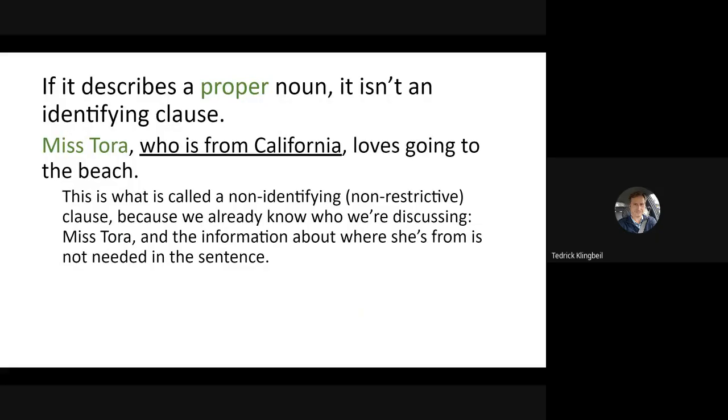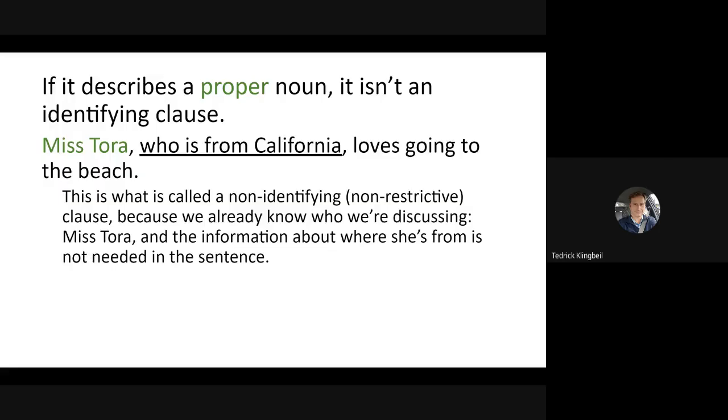Okay, so if it describes a proper noun, it isn't an identifying clause. Okay. So if you have a clause and it describes a proper noun, the name of someone or the name of something, it isn't an identifying clause. So here's an example. Miss Tora, who is from California, loves going to the beach. This is what is called a non-identifying or non-restrictive clause because we already know who we're discussing, in this case, Miss Tora. And the information about where she's from is not needed in the sentence. So you could just as easily say, Miss Tora loves going to the beach.